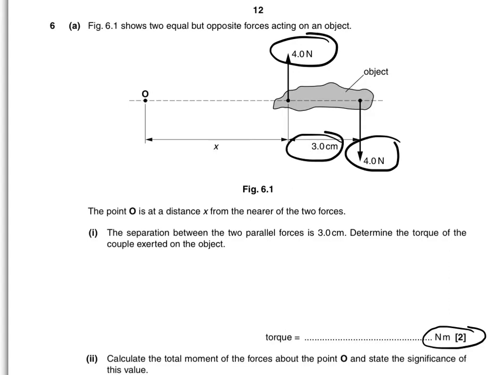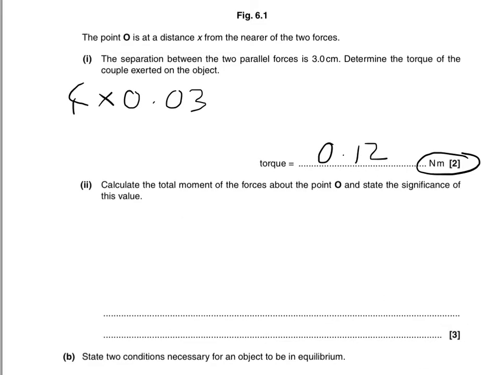So we've got the units in newtons for the forces, but the distance is in centimetres. So, to calculate the torque of a couple, you only need the value of one force multiplied by the distance between the forces, which, because it's 3 centimetres, will be 0.03 metres. And that will give us 0.12 Newton meters.